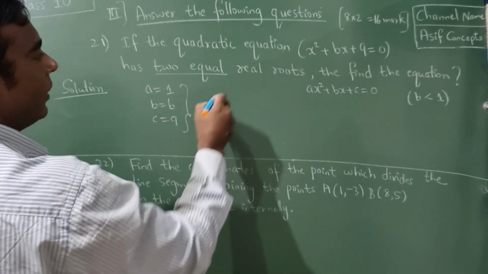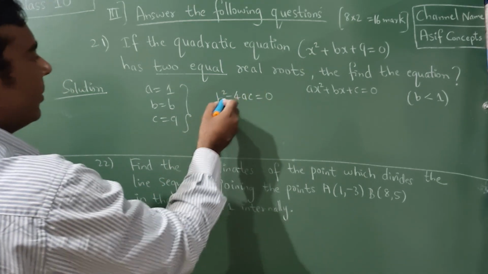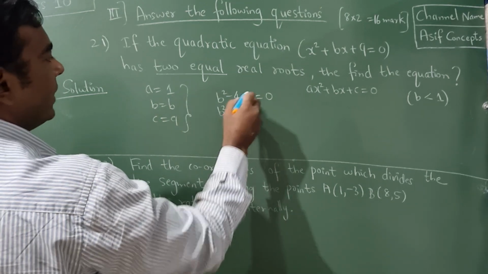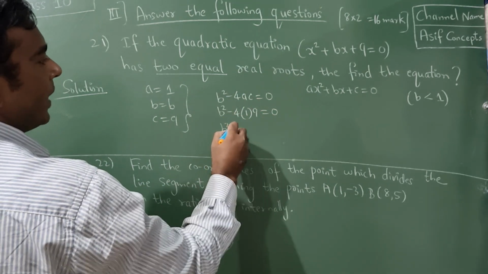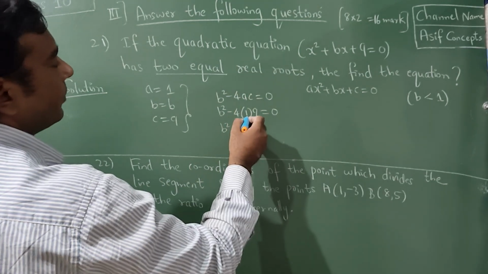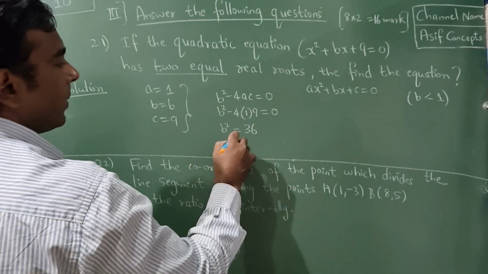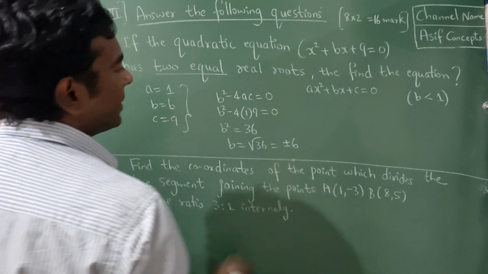Since it has two equal roots, b square minus 4ac is equal to 0. The b value will be b, 4, the a value is 1, the c value is 9, equal to 0. b square is equal to 4 nines are 36. Take it to the right hand side, it will become plus 36. b is equal to square root of 36, so the answer will be plus or minus 6.